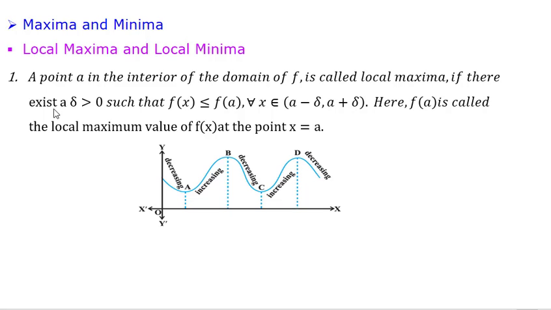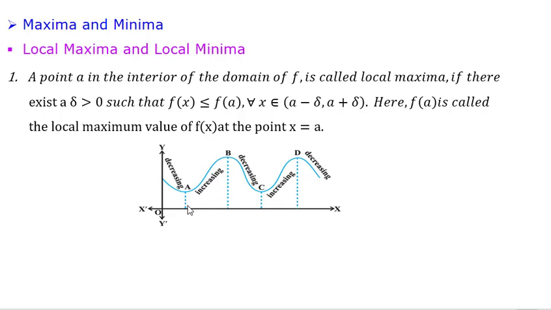Now if you see the definition, what it is saying is that f of x is less than f of a for all x belonging to a minus delta to a plus delta. Now a minus delta, a plus delta: so for point A, the value towards its left is a minus delta and towards its right it is a plus delta. So for the left value and right value, if I calculate, they are going to be less than f of a.